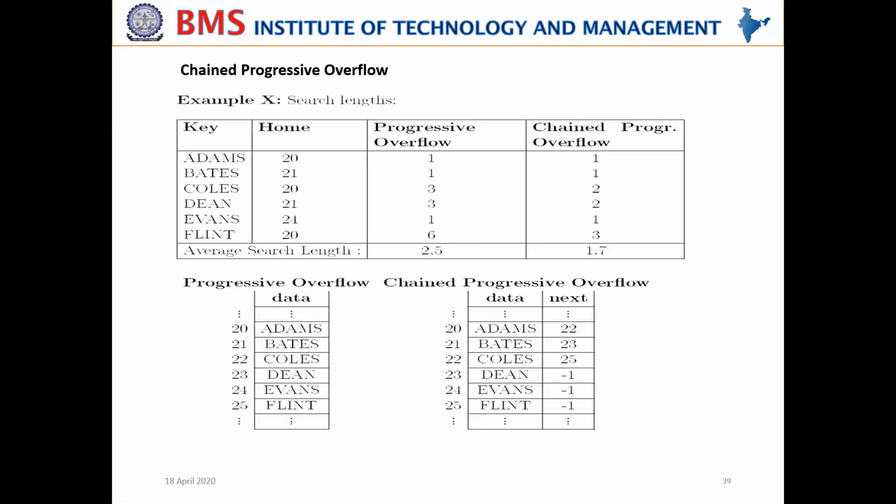Coming to the second one, chained progressive overflow. Let us understand what chained overflow is with an example. These are your key values. These are the home addresses of the key values as generated by using some hashing algorithm.